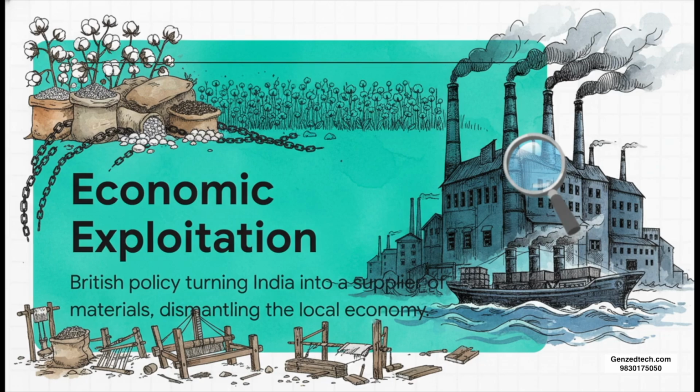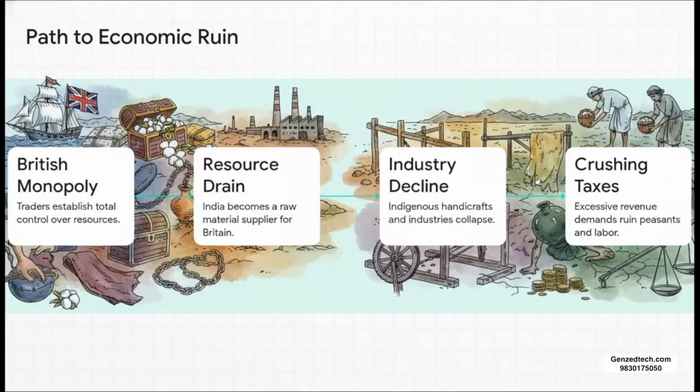The British strategy was pretty straightforward. Treat India like a giant mine for raw materials to fuel their own factories back home. And this policy just systematically took apart the local economy. And make no mistake, this wasn't random. It was a system. First, British traders moved in and established total control. Then, they started draining the country of its natural resources. The knock-on effect? India's own incredible local industries and handicrafts began to collapse. And to top it all off, ridiculously high taxes crushed farmers and workers, leaving millions in poverty.